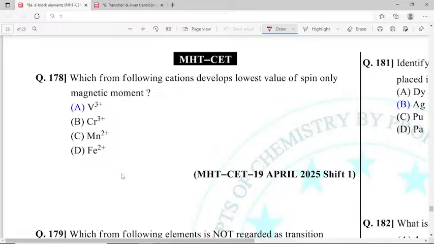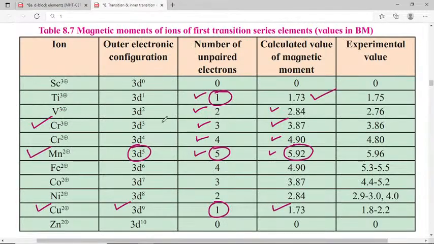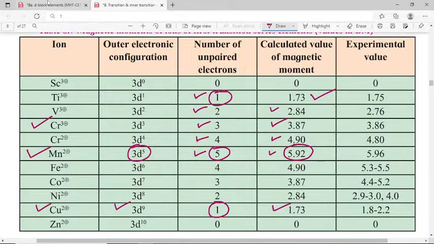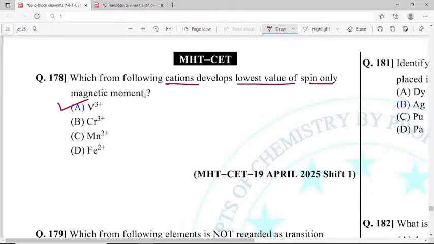Which from following cations develops the lowest value of spin only magnetic moment? Vanadium plus 3, 3d2, 2 unpaired electrons, 2.84. So 3d2.